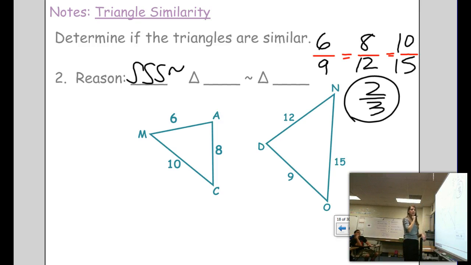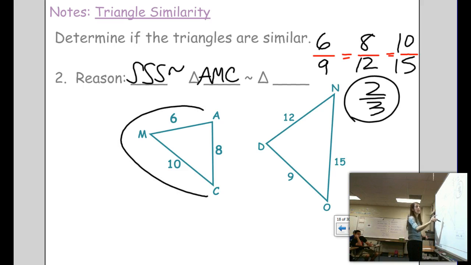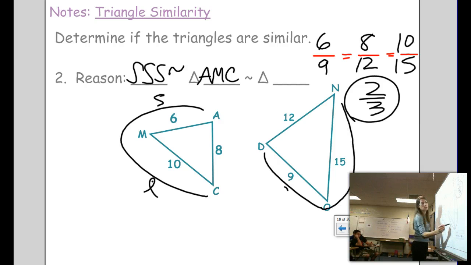If I named the first one AMC, be careful, what would you name the second one? D-O-N. Very good. How did we know? When I named AMC, I went across the smallest, and then I went across the largest. Small and then large. So we need to do the smallest and then the largest. D-O-N. Dawn. All right, let's move on.